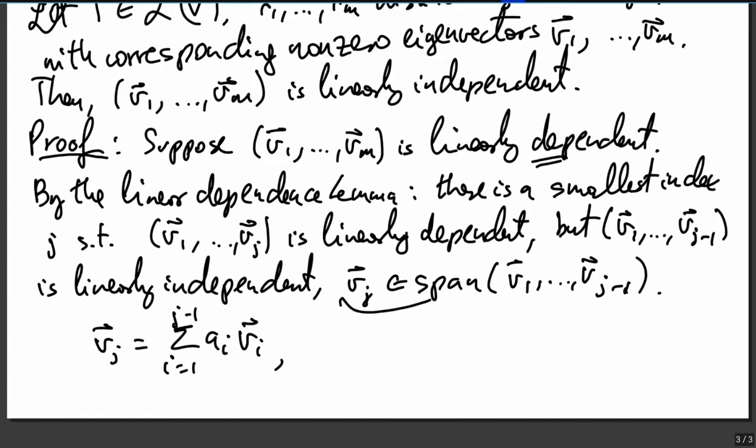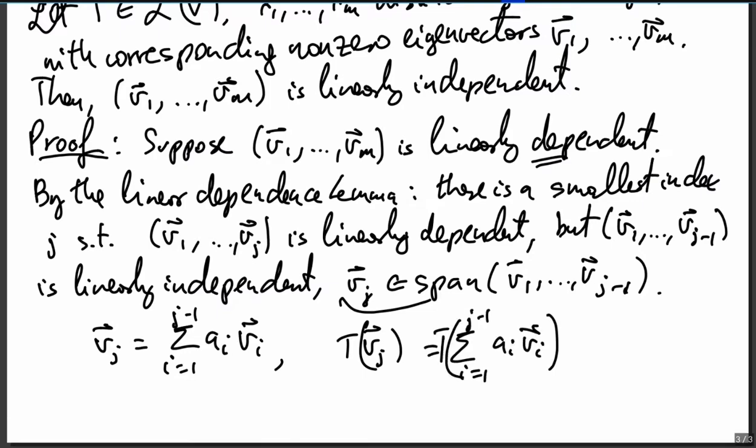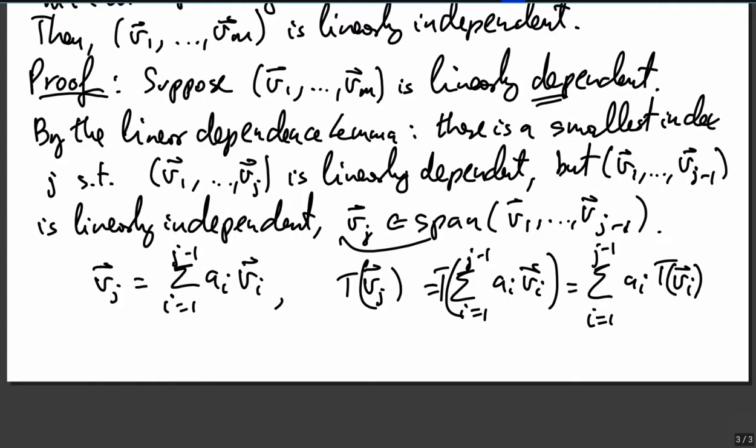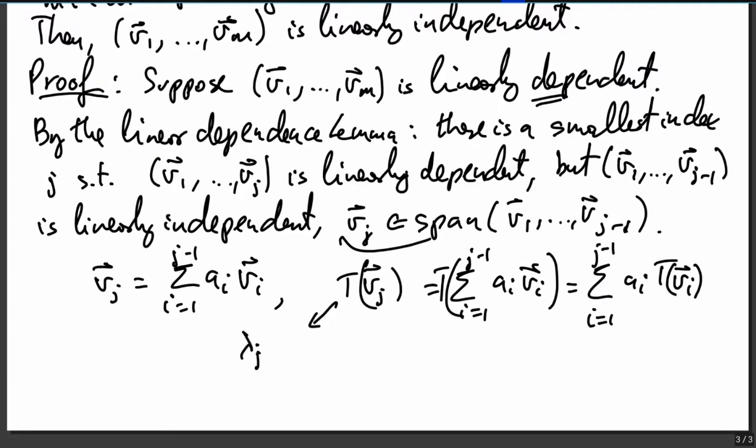Then we apply T to both sides, and since T is linear, we can take it inside the sum, and we can also factor out the scalar multipliers. So what we get is the sum as i goes from 1 to j minus 1, ai T of vi. And since these are eigenvectors, we get that T of vj is lambda sub j times vj, and also T of vi is lambda i times vi.